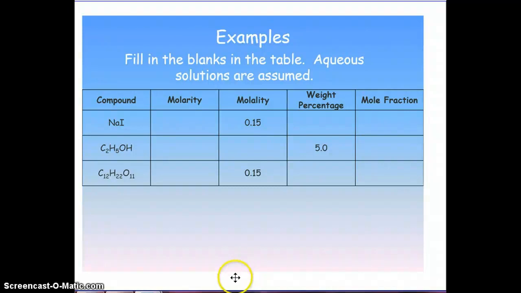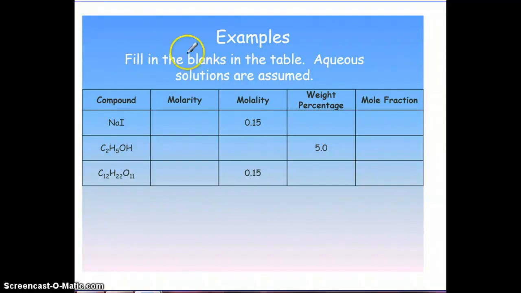In this podcast, I want to show you some additional examples of some concentration units and conversions. So here we see we have a chart, and in the chart it tells us our compound, which is going to be our solute, and then it gives us one of the four concentration values that we work with. The first one gives us molality, the last one gives us molality, and the third one gives us weight percentage. I'm going to help you work through all of these problems so that you understand what's going on.